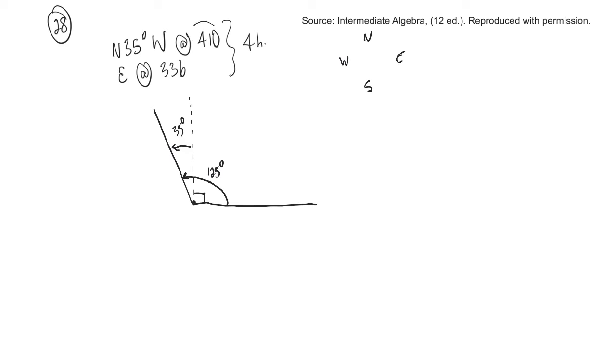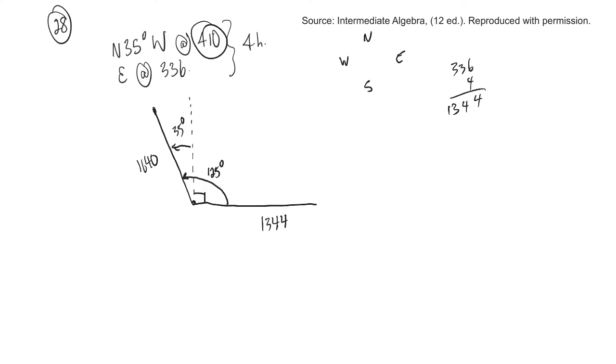Okay, so this one goes 410 for 4 hours, so that'd be 1640. That's how far they would have gone, miles or kilometers, whatever the unit was. And then this guy going east went 336 for 4 hours. So 24, 14, 1344 miles or whatever.